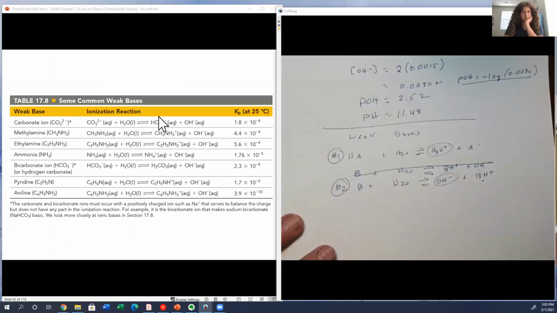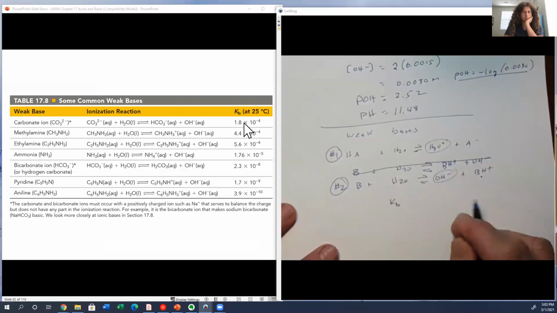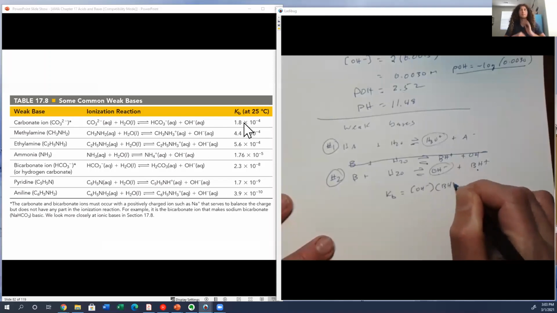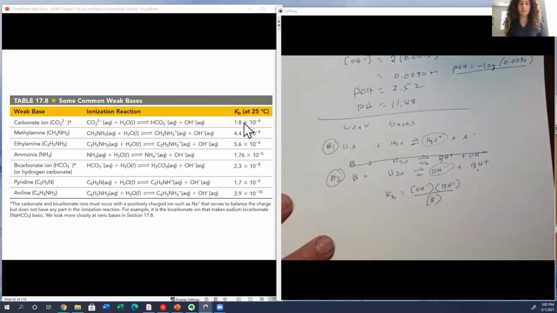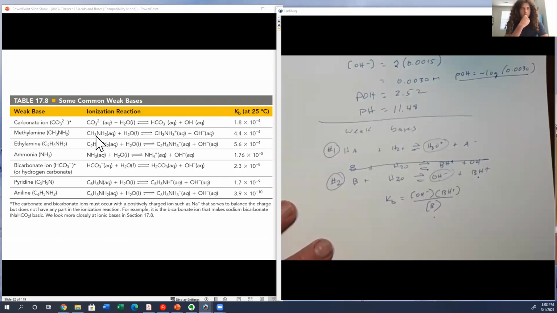Here's a bunch of weak bases and their corresponding KBs. KB is the base ionization constant, and it's equal to the concentration of OH minus times the concentration of BH plus divided by the concentration of B. It's just the equilibrium constant for that equation. All of this is analogous to what we just did for weak acids, but now we're applying it to weak bases. They all work in exactly the same way. They all take a proton from water and form BH plus and OH minus. Here's ammonia, water, take a proton, and there's the KB.